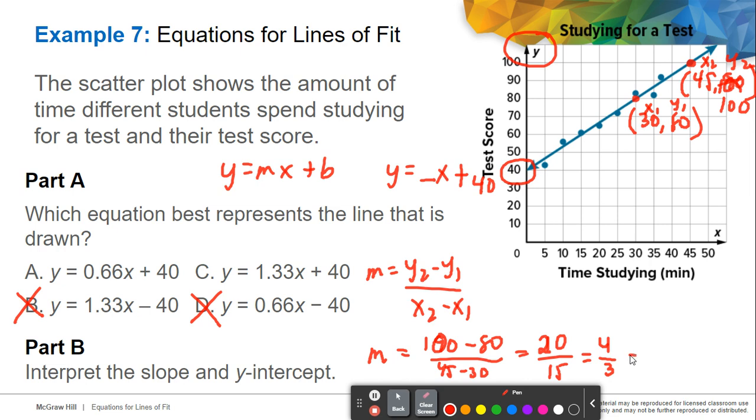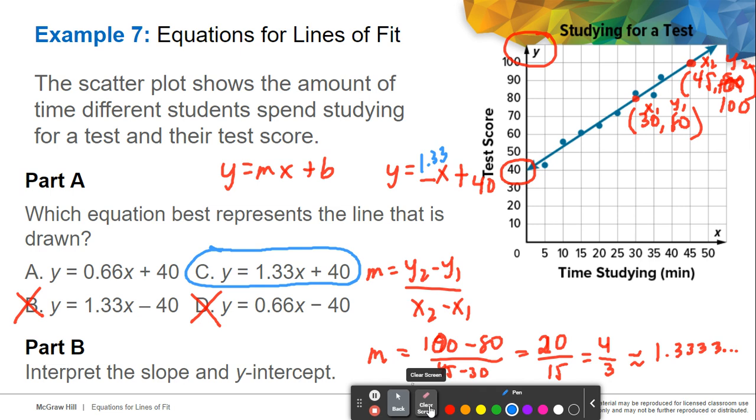Or in decimal, that is actually 1.3333 and so on. So therefore, it's very clear that our answer will be letter C. So y is equal to 1.33x plus 40. That is our equation of our line.